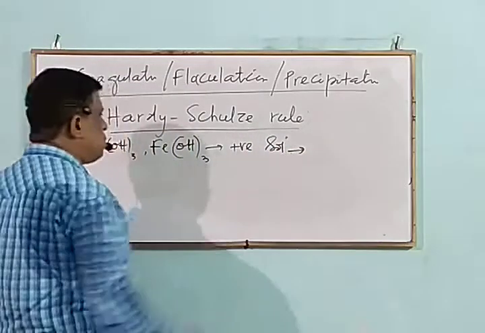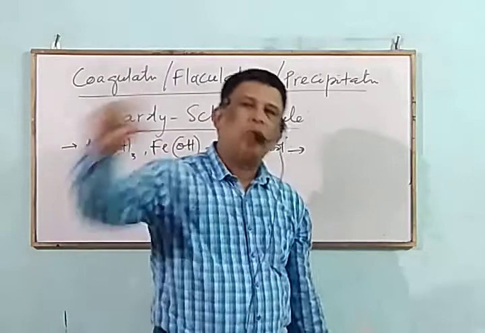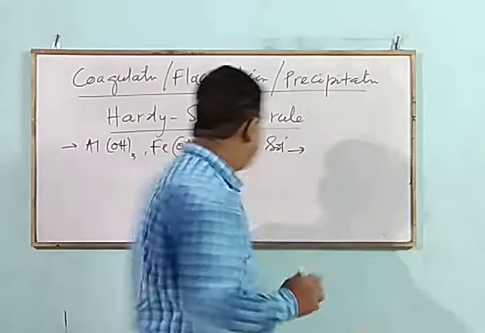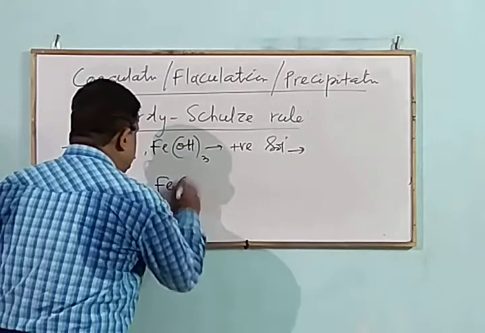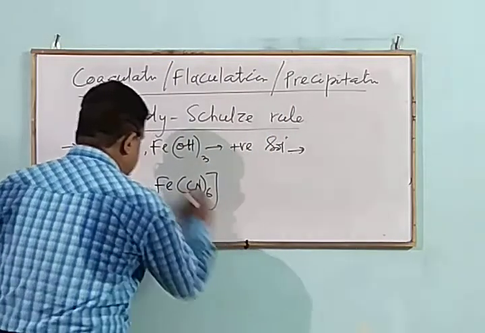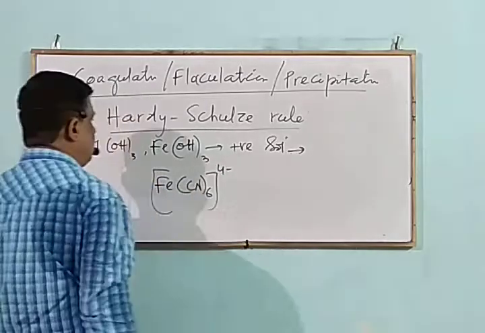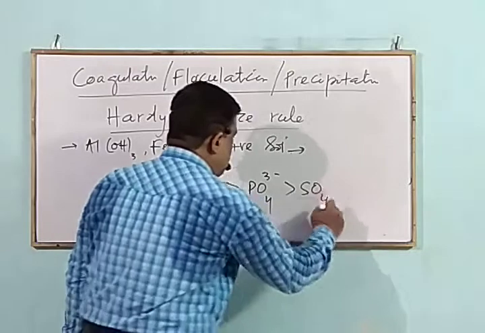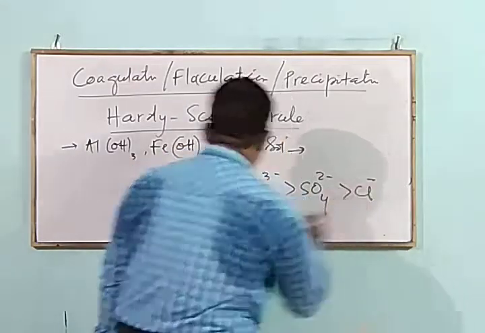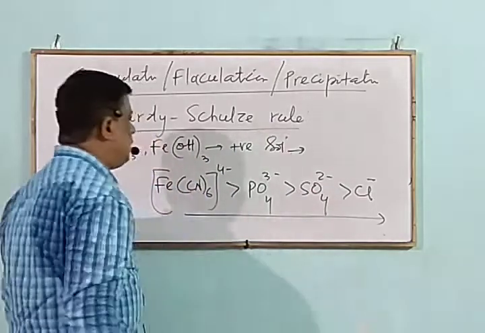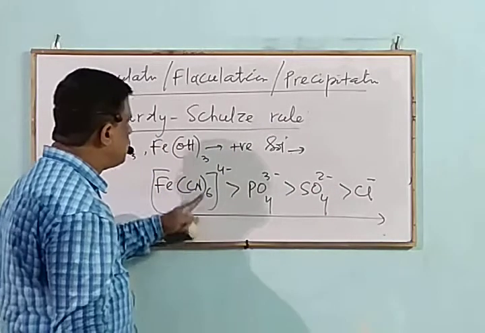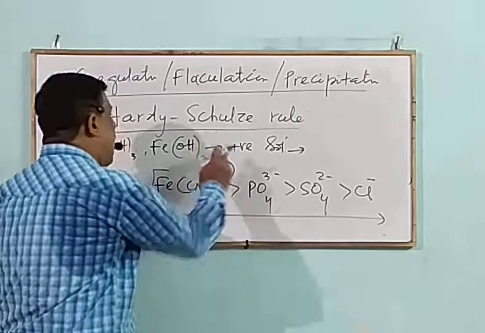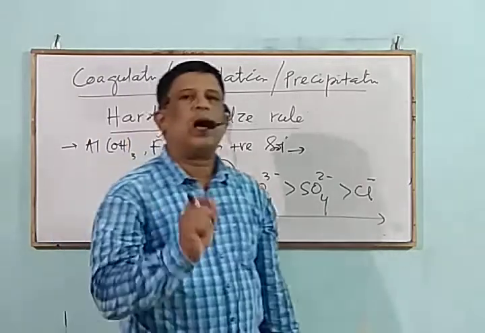If a positive salt is there, then we have to add a negative electrolyte, in decreasing charge, decreasing valency. Mark that. Fe(CN)6 4 minus, PO4 3 minus, SO4 2 minus, Cl minus. Mark that. That is the decreasing order. The higher the valency of the coagulating ion added, the higher is the tendency to cause coagulation.